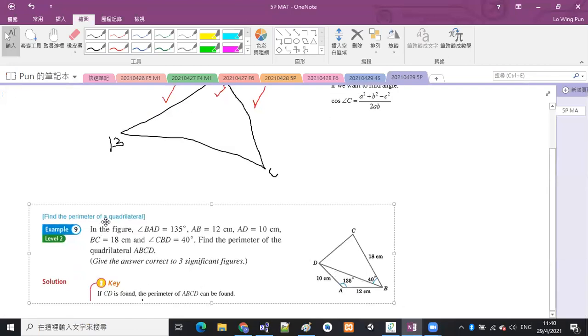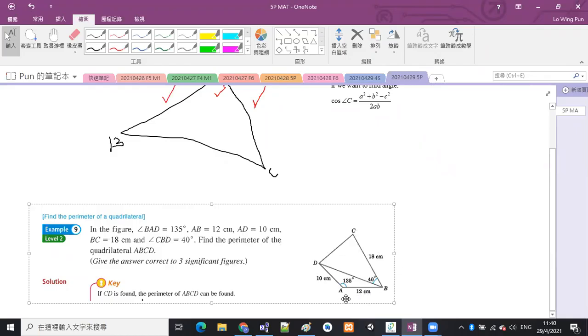Example 9. So in the figure, angle BAD is 135 degrees. And then AB is 12 cm, AD is 10 cm, BC is 18 cm, and angle CBD is 40 degrees. Find the perimeter of the quadrilateral ABCD.